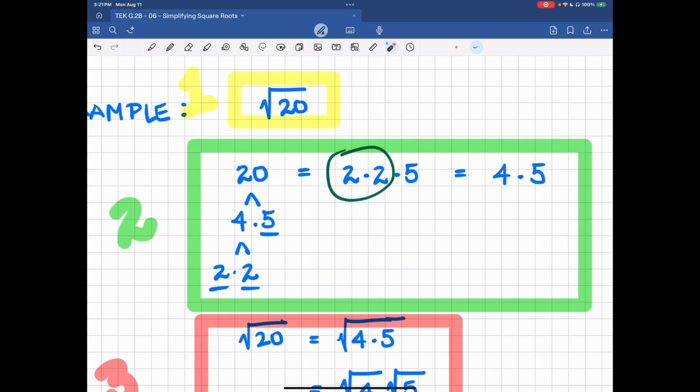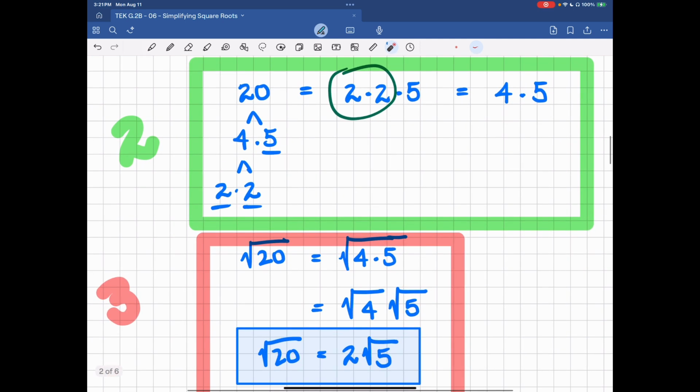My next step, and that's what this green circle is about, is to group all the pairs together. I have 2 2s, so I'm going to circle those 2 2s. I have no more pairs. The only number that's left is this 5 over here. So now I'm going to multiply all the numbers that I have circled, and place them as my first number right here. And then I'm going to take all the remaining numbers that aren't circled, multiply them together, and that becomes my second number. So I'm basically going to take these numbers here and turn them into 2 factors.